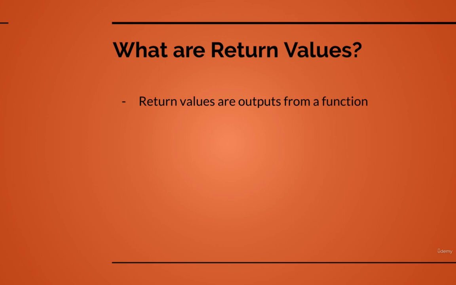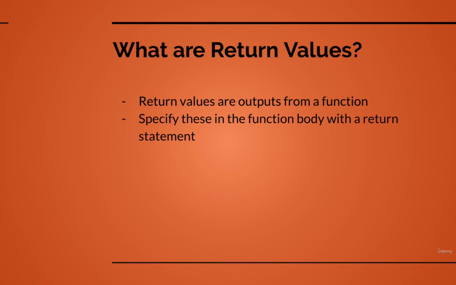Now, in a lot of other languages, when you write a function, you have to specify the name and the type of the inputs, the types of the parameters. You don't have to do that in Python. But most languages also require you to specify the type of your outputs, or the type of your return values. That's actually not necessary in Python. We can just output a variable, and then it's up to us to determine what type that is when we call upon the function. We specify these in the function body with a return statement.